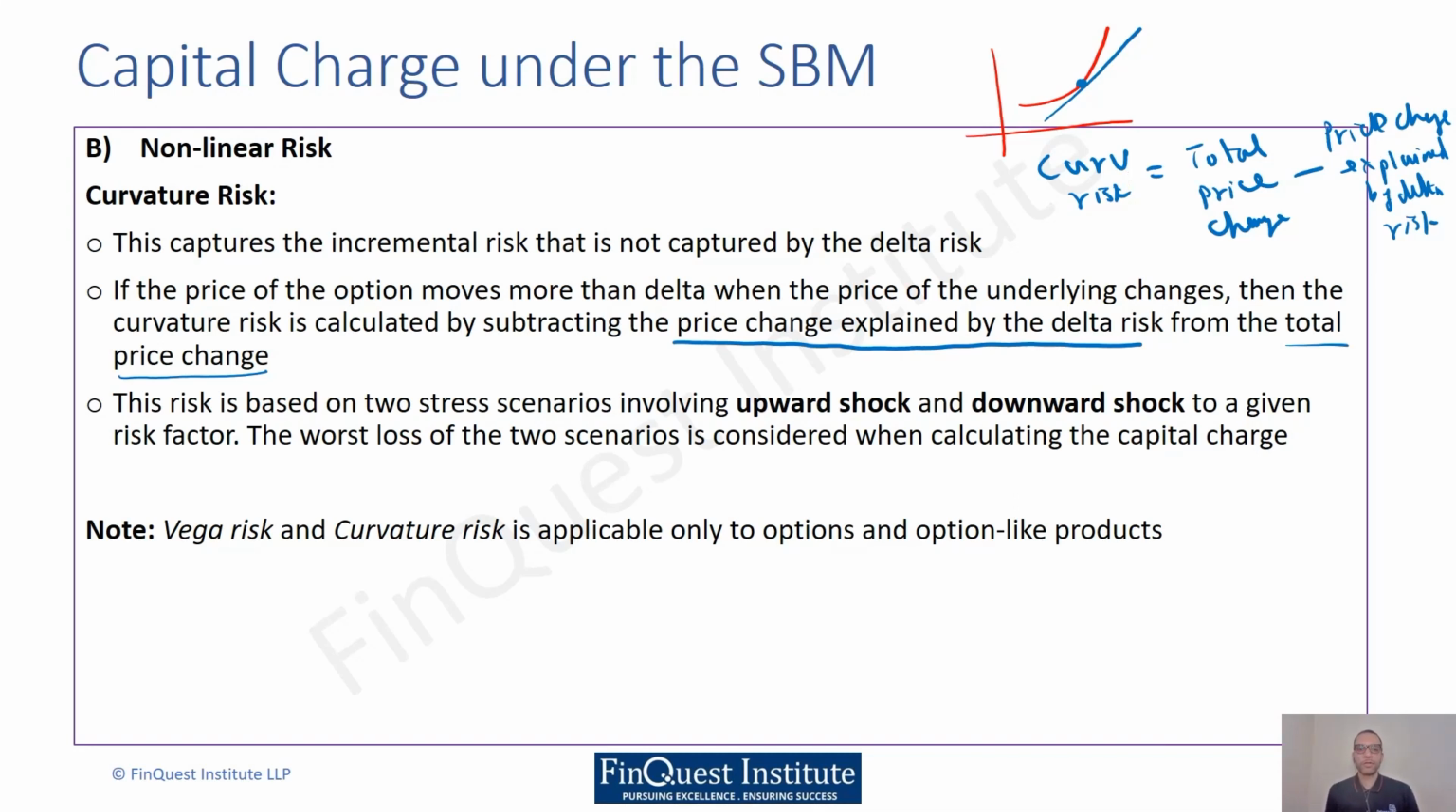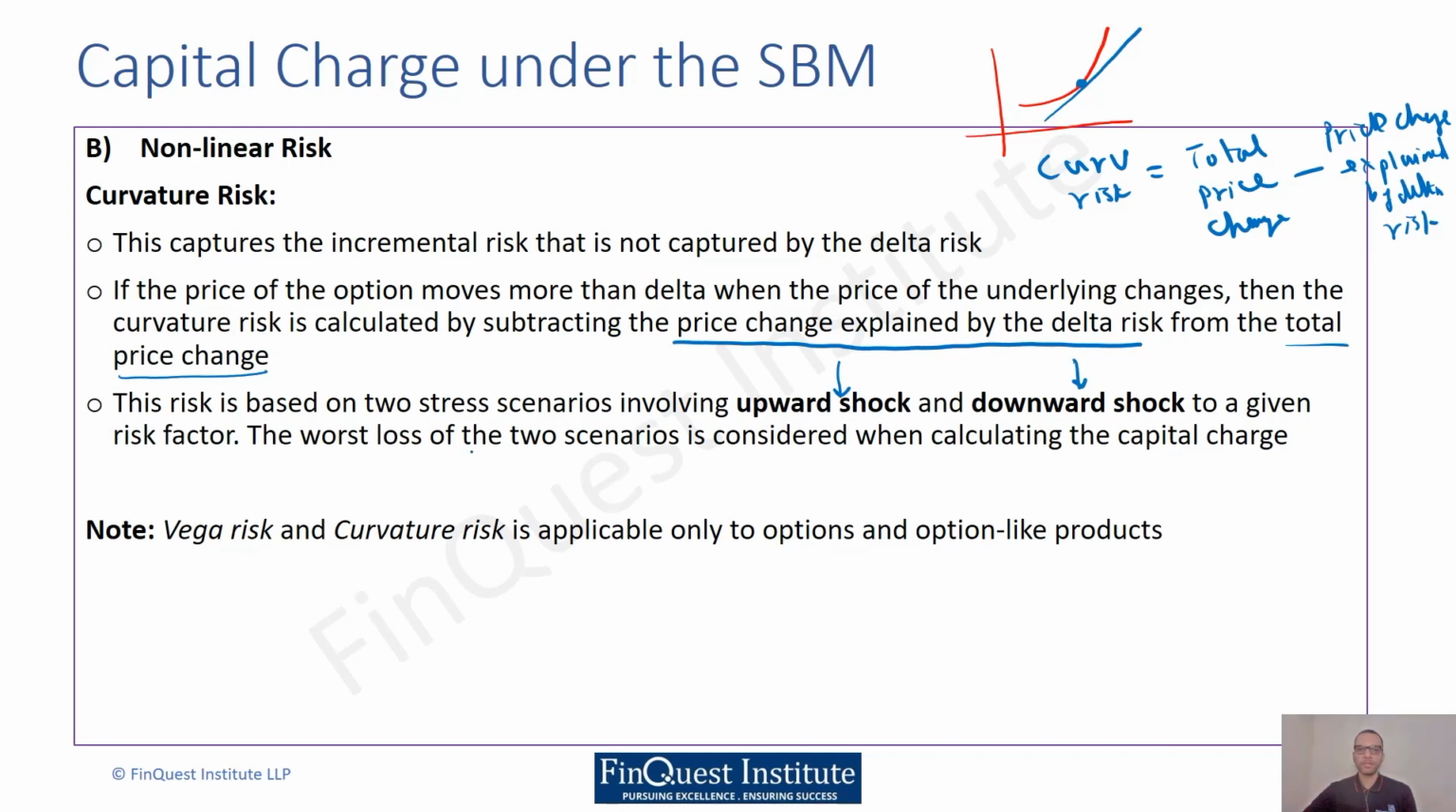Now this risk is based on two scenarios. So we take two conditions. One is what we call an upward shock and a downward shock which we apply to a given risk factor. So that given risk factor could be, let's say, the underlying stock price, for example. Let's say it's a call option on a stock. Then my underlying risk factor becomes the stock price. So we apply an upward and a downward shock on the underlying stock price.